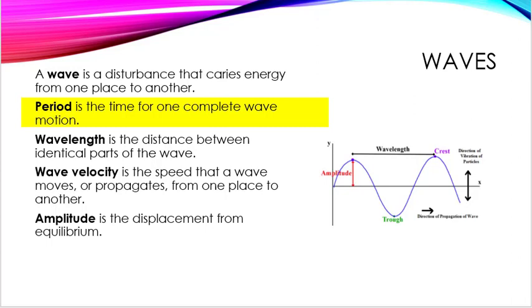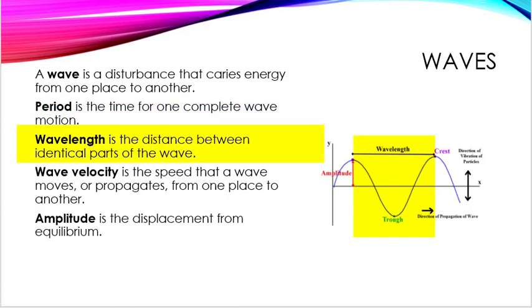So if you look at the little diagram there, the time it takes to go from crest to another crest would be the period. And the wavelength is the distance between identical wave parts. So once again, if you look at crest to crest, that's one wavelength. So it has to repeat itself.